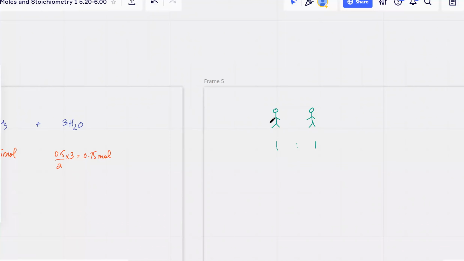इन दोनों की मास डिफरेंट हो सकती है. आई मीन, this guy could have a different mass, this guy could have a different mass, ठीक है? आर यू गेटिंग माय पॉइंट? कि क्वांटिटी वाइज तो रेशियो 1:1 बन रहा है, यानी एक बंदा यहाँ पे खड़ा है, एक बंदा यहाँ पे खड़ा है, that's 1:1. But the mass ratio would not be 1:1.